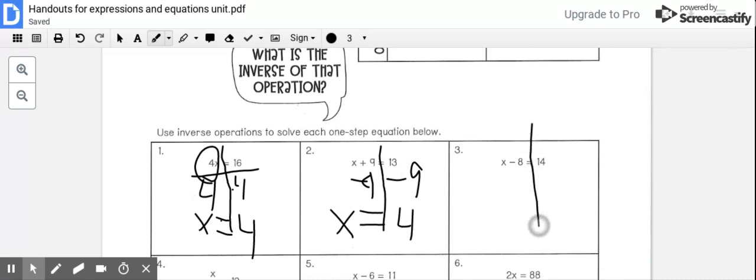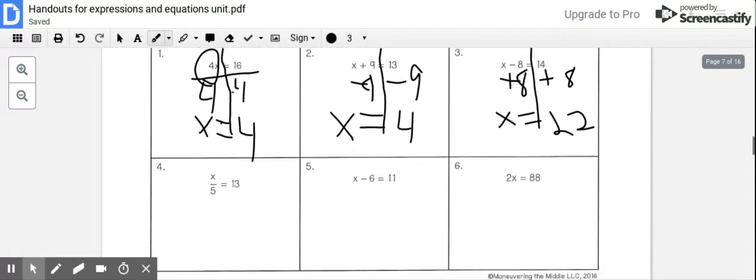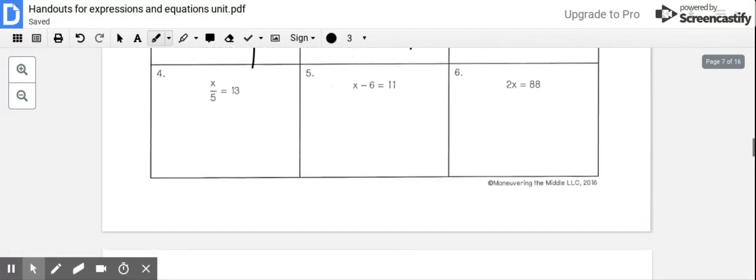Okay, on this one, we have X is being subtracted by 8. So we need to add 8 to cancel that out and do it to the other side. And we have X equals 22. Remember, always slow down or rewind it if it doesn't make sense.